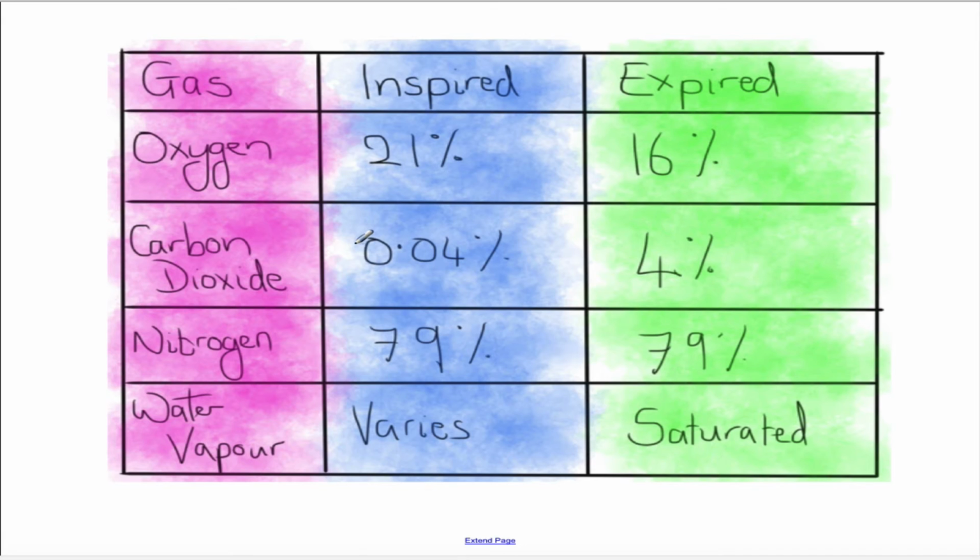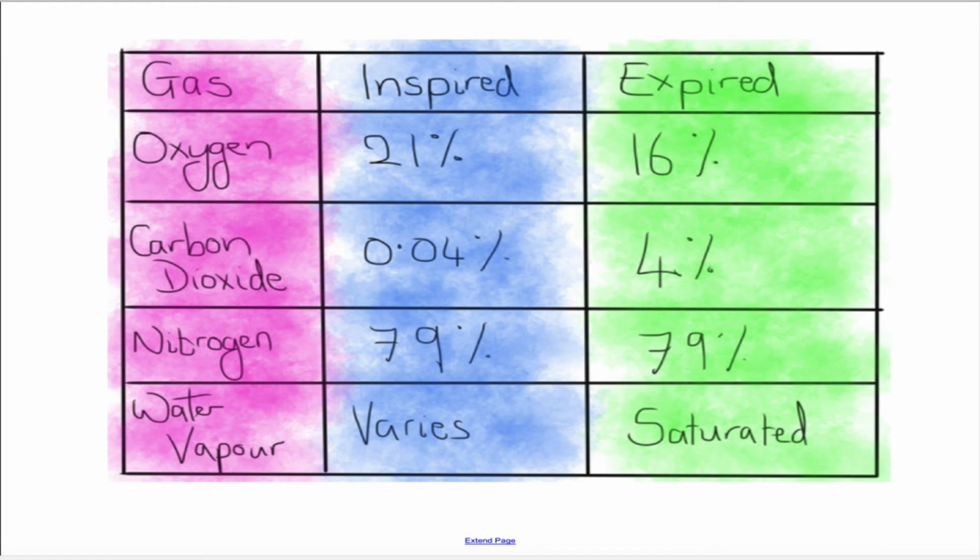Which I have seen previously. Okay, now nitrogen is 79% breathed in and the same breathed out, because we make no use of nitrogen in this form whatsoever. We can't touch that nitrogen, we just breathe it in and breathe it out unchanged. The water vapor content will vary depending on your environment. Okay, so that could be depending on the humidity of the air that you're breathing in, but you will breathe out saturated air, which you'll notice on a cold day, because when you breathe out, that water vapor will condense and you'll see that as the mist as you breathe that out.